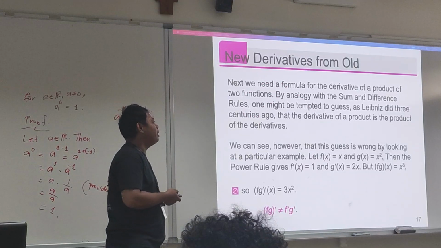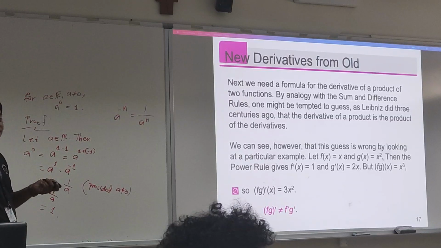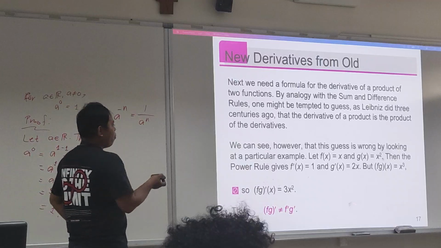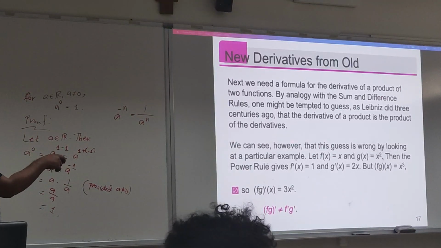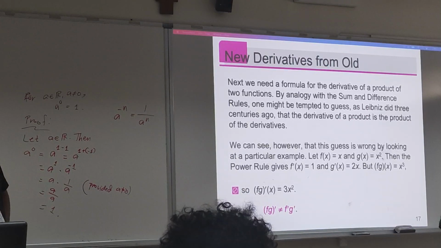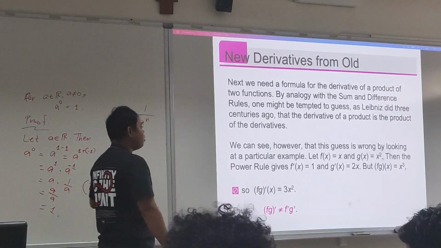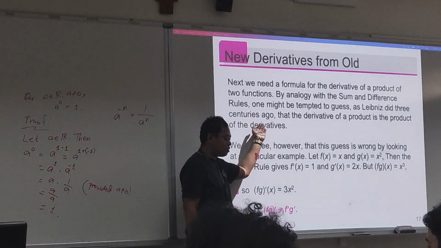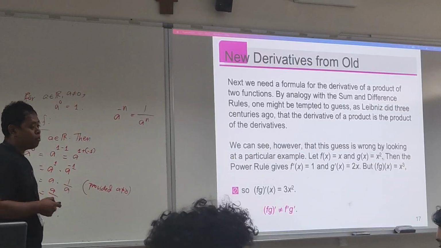Next, we need the formula for the derivative of a product. By analogy with the sum and difference rules, you might guess that the derivative of a product is just the product of the derivatives. So in taking the derivative of functions, it is not equal to that. Why is it not equal?